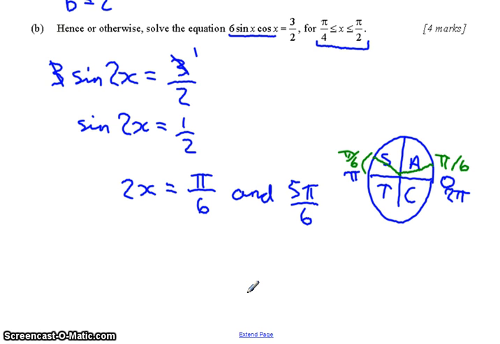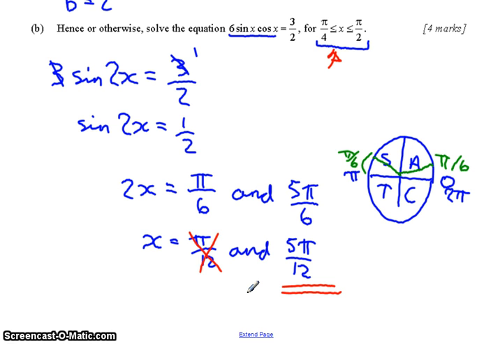We don't want 2x, we just want x. So to finish the question, x equals pi over 12 and x equals 5 pi on 12. Well, the question has given us a range. Which of these values is greater than a quarter? Well, that's not pi over 12. It is 5 pi over 12. Is that less than a half? Half a pi? Yes, it is. So that must be our only solution.